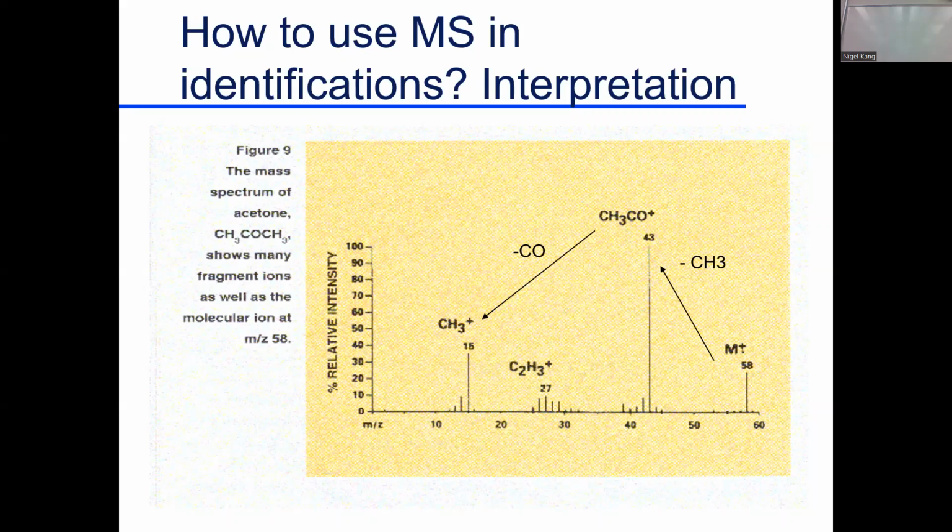Here's 15, about 30% of our largest peak, made up of methyl, and C2H3, so mass 27. So one fragment is mass 15, one's 27, 43. Again, you can look at those pieces, and what is it? It's basically acetone. So if you're going to find acetone in your sample, it would give you a spectrum exactly like that. It would have the largest peak at 43. It would show a molecular weight at 58.